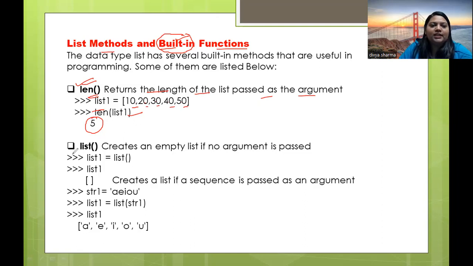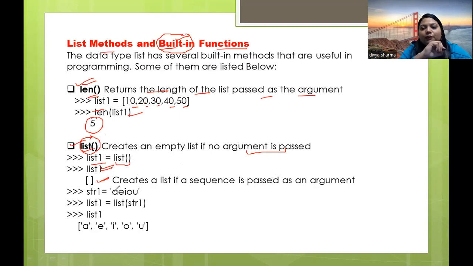Now the list function. The list function is basically used to create an empty list if no argument is passed here. So list 1 is basically a temporary variable in which we are going to store the new list. The list function is going to create a new list, an empty list. So when we print list 1, the output will be like this.